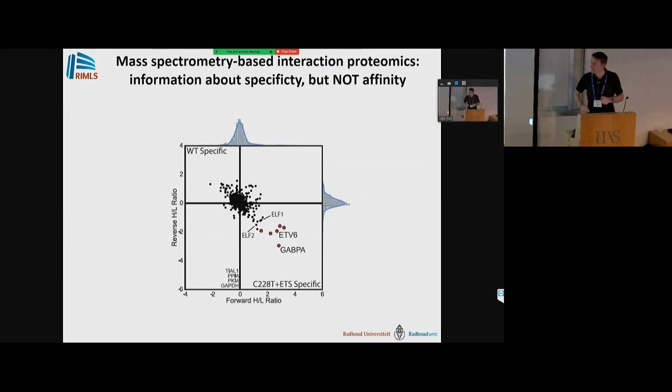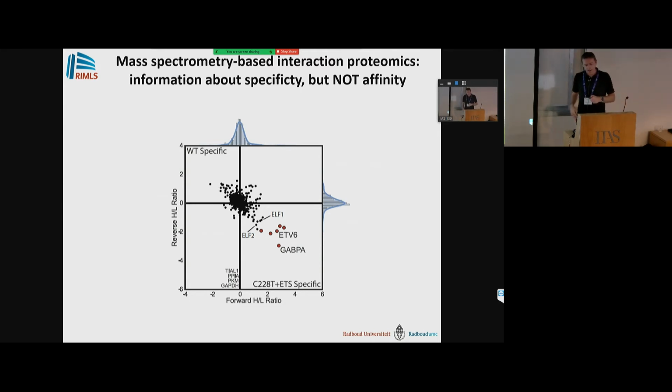Now I'll show you this plot that I showed you a few minutes ago again. These types of interaction plots are very strong tools to determine binding specificities, right? So we know that all these proteins labeled in red here bind with a higher affinity to the mutant TERT promoter compared to the wild type sequence. But we don't get a readout about the actual affinities. So what is the binding strength between these transcription factors and the DNA sequence?